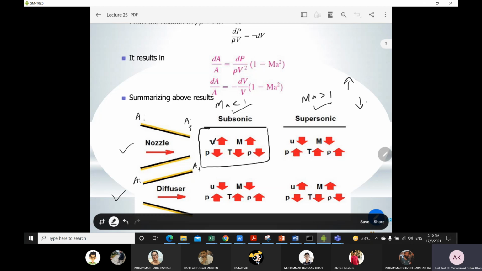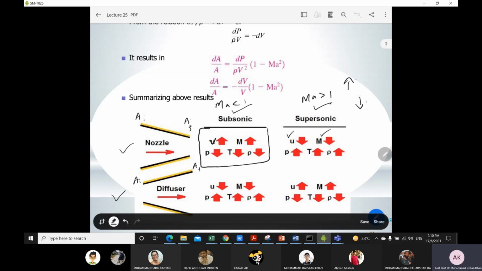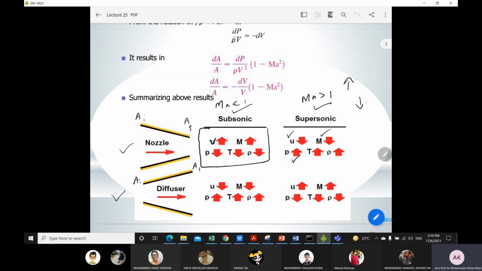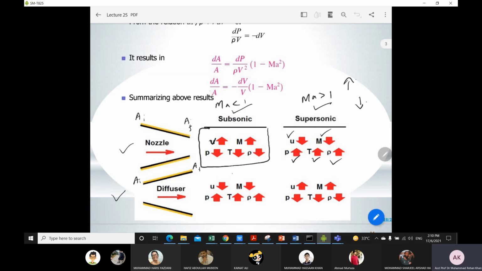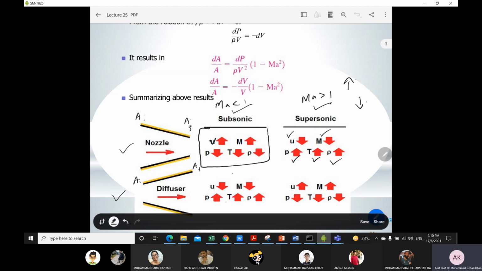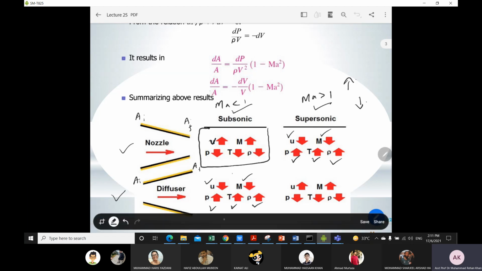Then if we take the supersonic flow, that is Mach number greater than 1, our velocity at the outlet decreases, and Mach number also decreases. That is for the nozzle when Mach number is greater than 1, and pressure also increases, temperature also increases, and density also increases. Then if we change the geometry to a diffuser, and there is a subsonic flow, then your velocity decreases, Mach number also decreases, pressure increases, temperature increases, and density also increases.